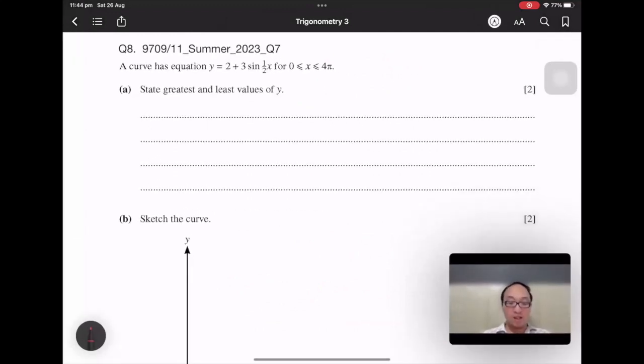Number 8, a curve has the equation y equals 2 plus 3 sine half x. State the greatest and least values of y. So we know that sine has maximum 1 and minimum negative 1. So that means the greatest is 2 plus 3 equals 5. The least is 2 minus 3 equals negative 1.